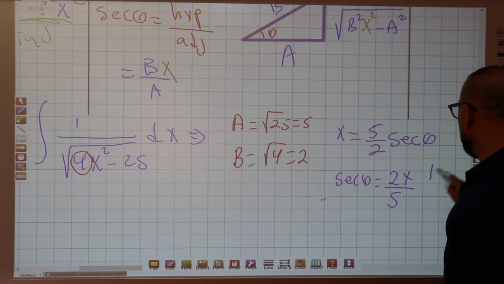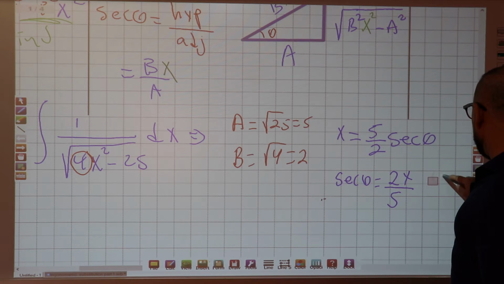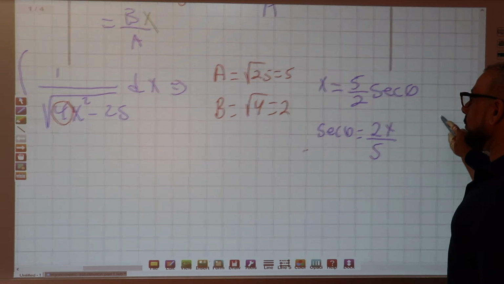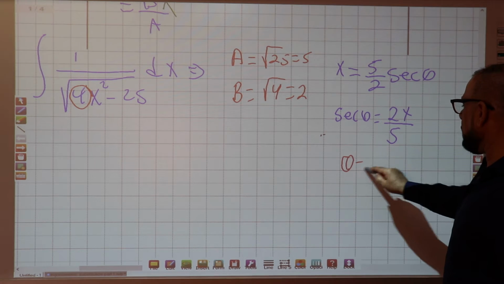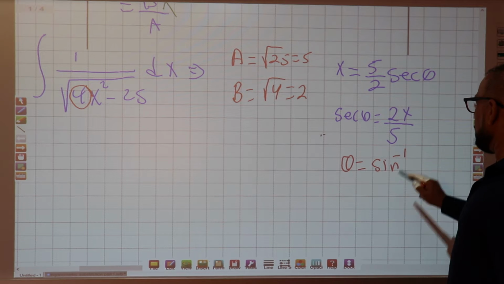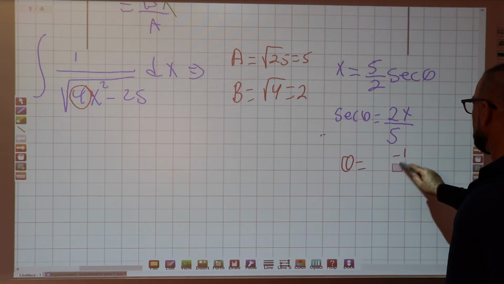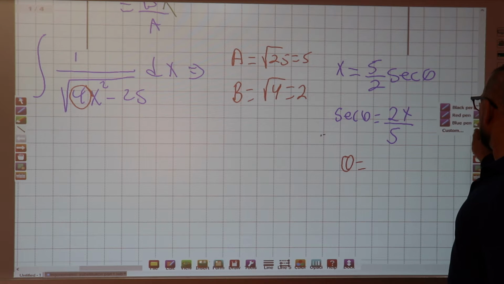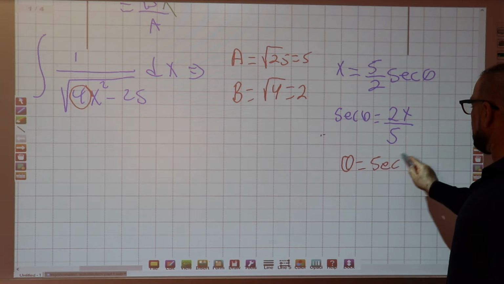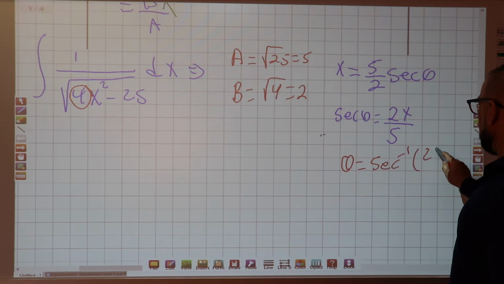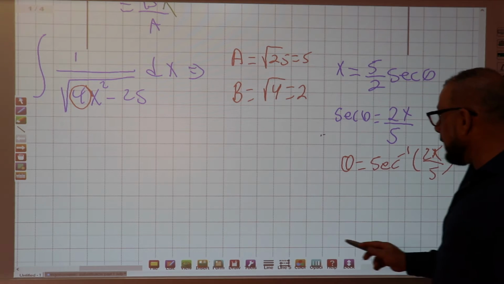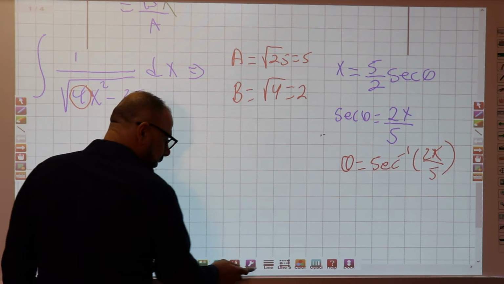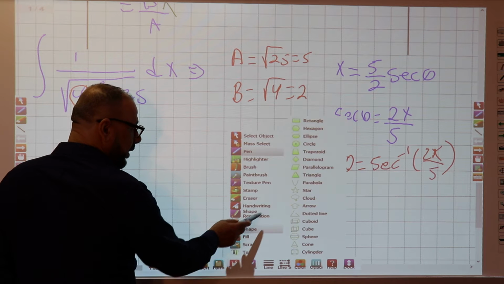That will help me find theta. I have everything I need, and at the end of the problem I don't have to struggle. Theta equals secant inverse of 2x over 5. I need all this at the end. If I need it, I will have it. And I need my triangle.